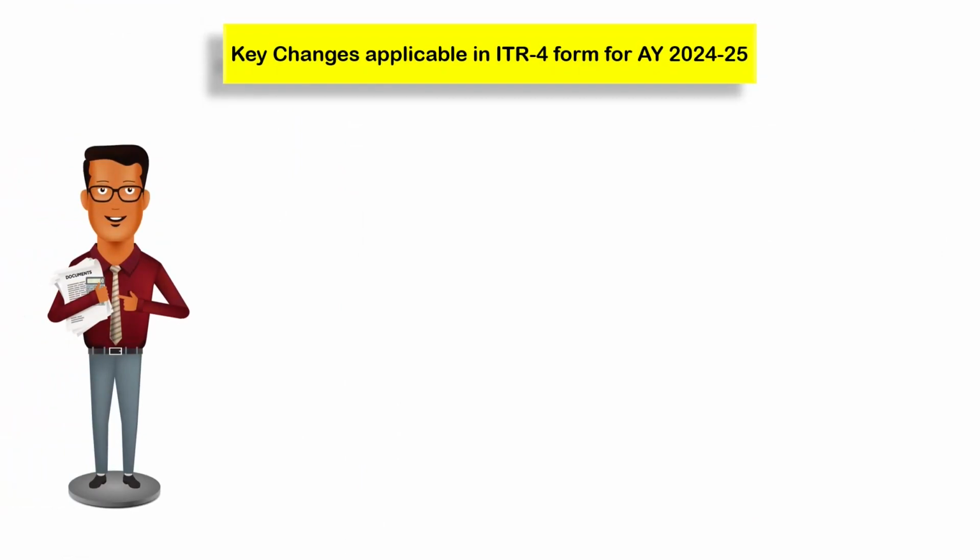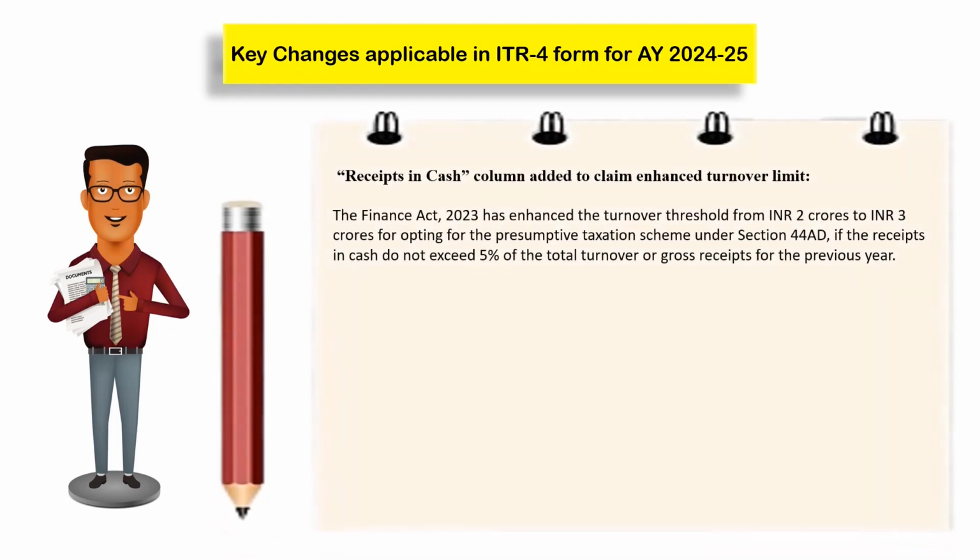Another change added in the ITR-4 form for assessment year 24-25 is that a receipts in cash column has been added to claim the enhanced turnover limit. Please note, the Finance Act of 2023 enhanced the turnover threshold limit from 2 crores to 3 crores for opting for the presumptive taxation scheme under Section 44AD.